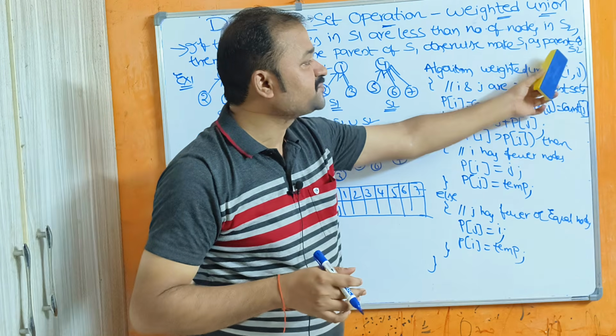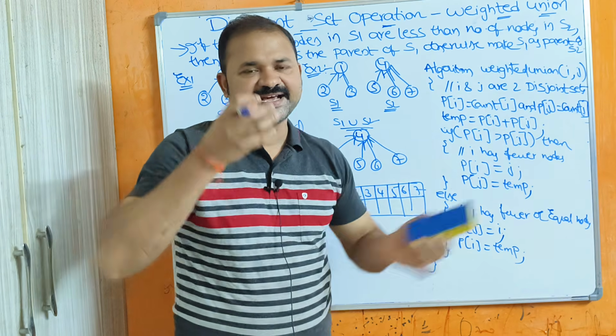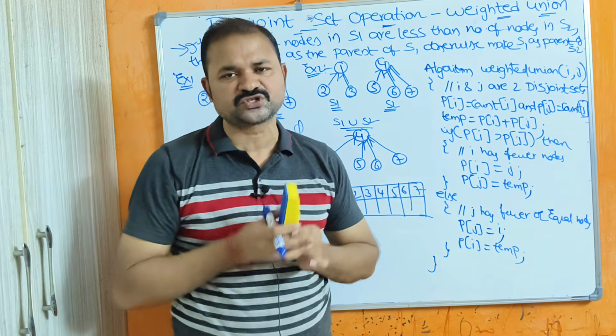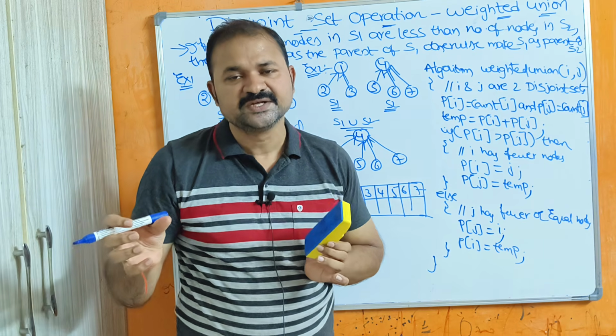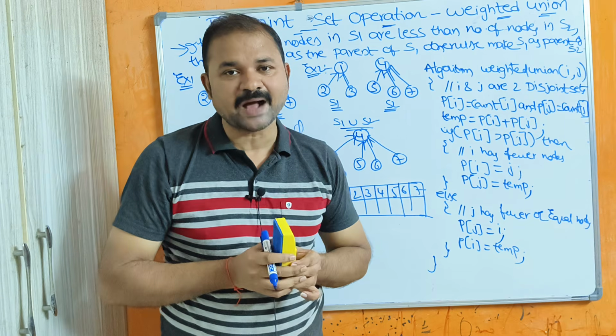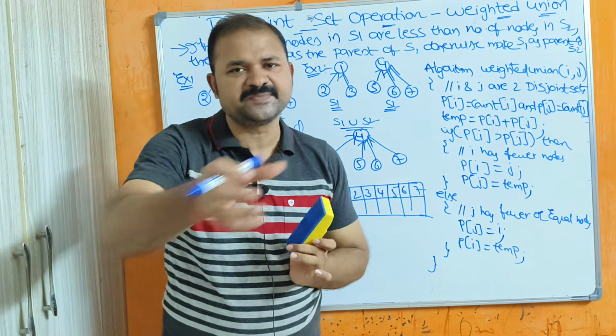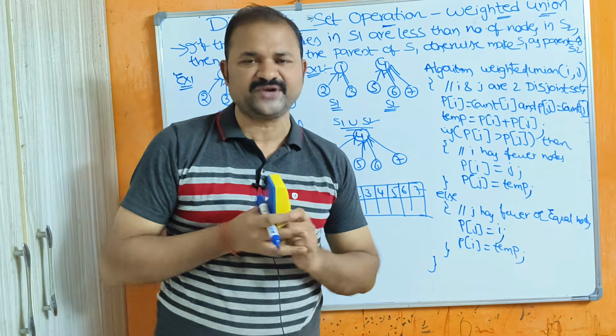Otherwise, make S1 the parent of S2. So when it will be true? Let S1 have more nodes and S2 have fewer nodes when compared with S1. Then we have to make S1 the parent of S2, and S2 is nothing but the child. Let us see with the help of two examples.